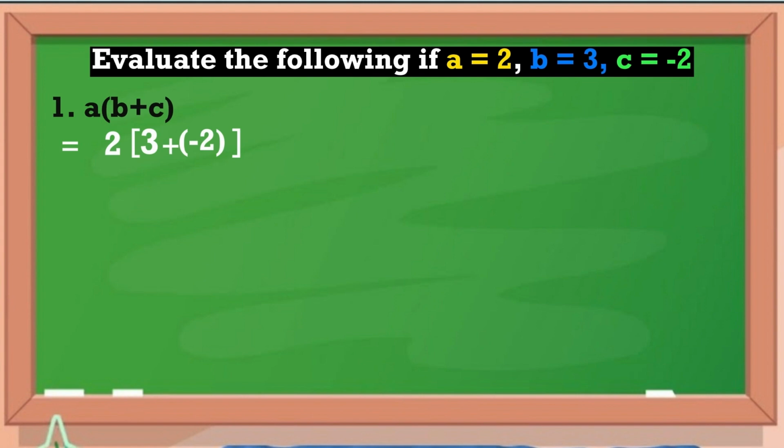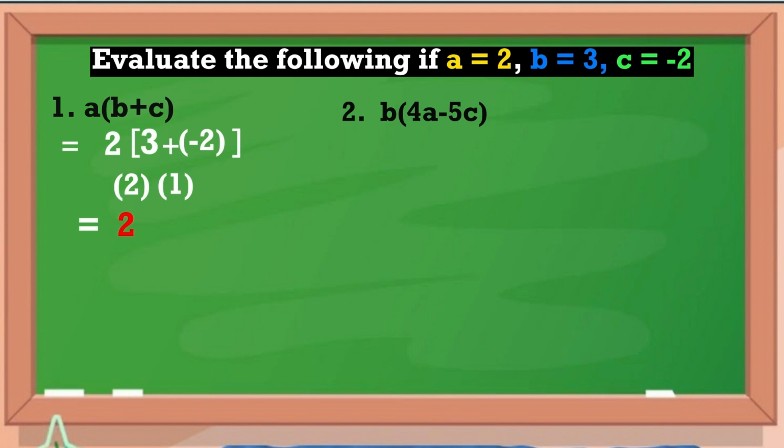Apply the rules of PEMDAS. So we will solve first the parentheses where 3 plus negative 2. Different signs, so we will follow the rules of addition. So it will be 1. Then solve the remaining operation, which is 2 times 1 is equals to 2. Correct.